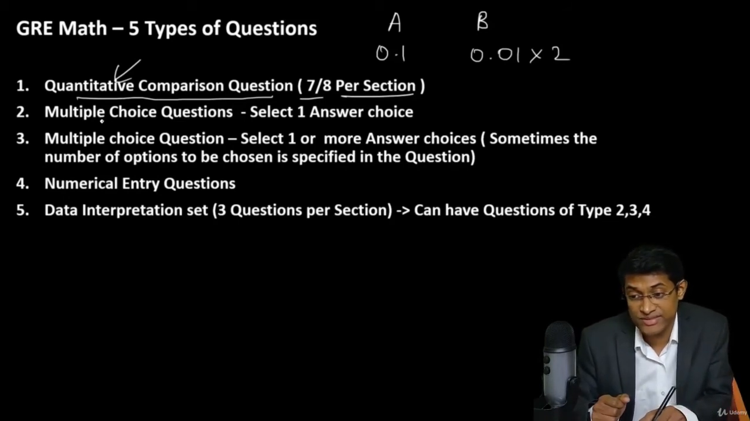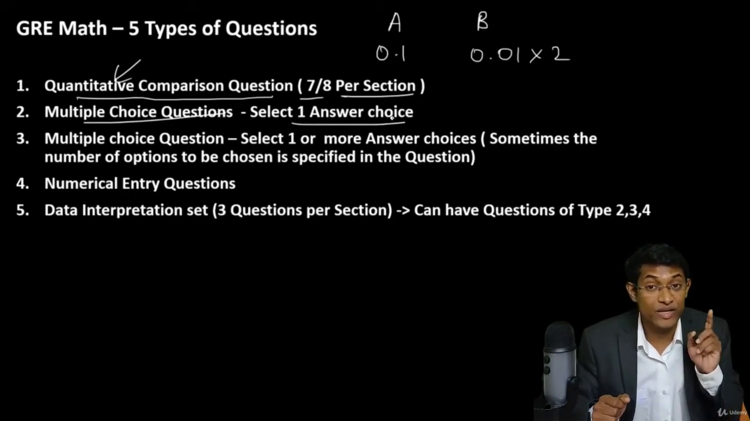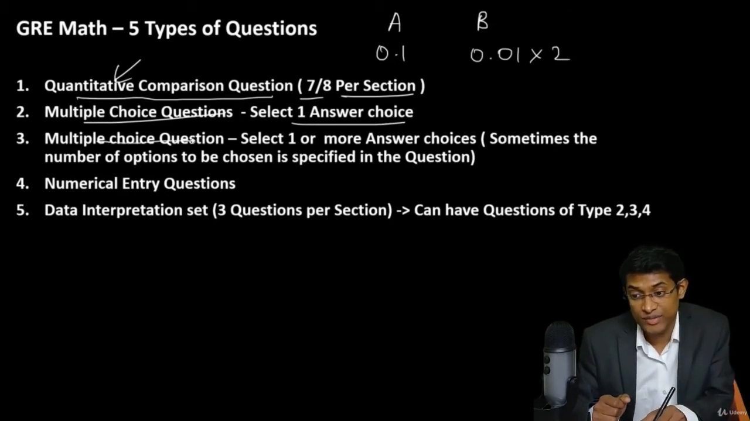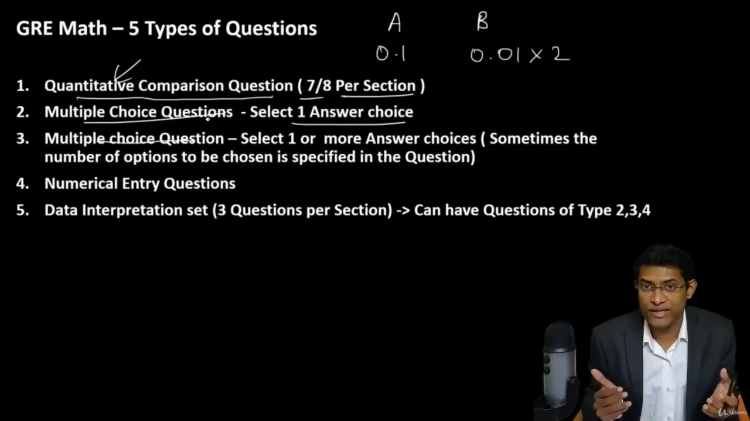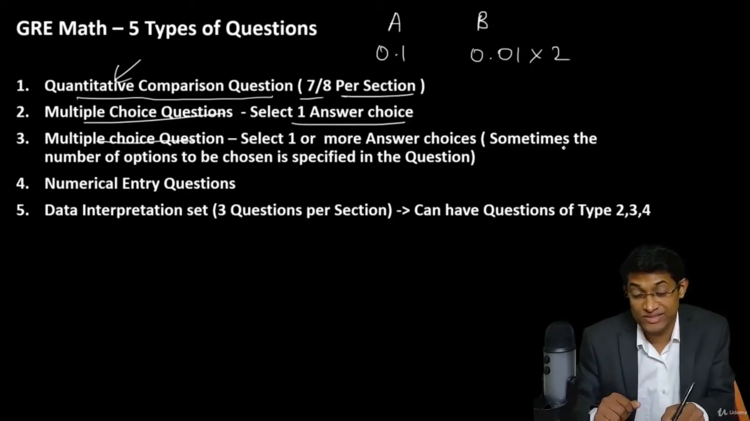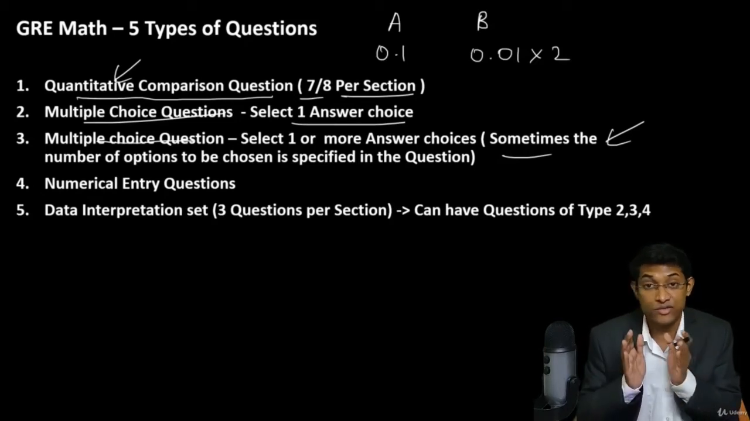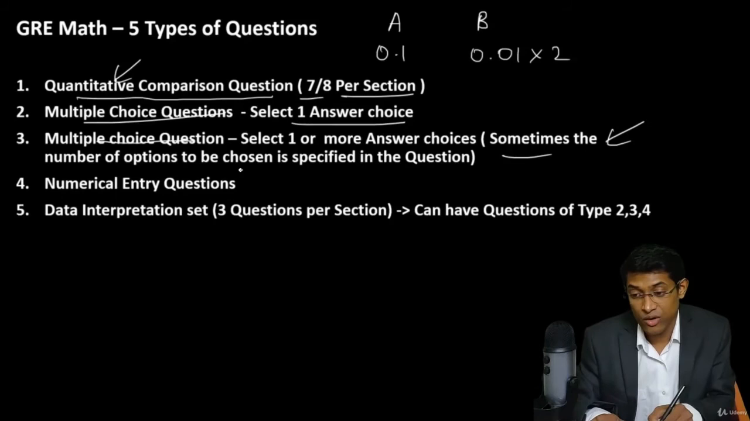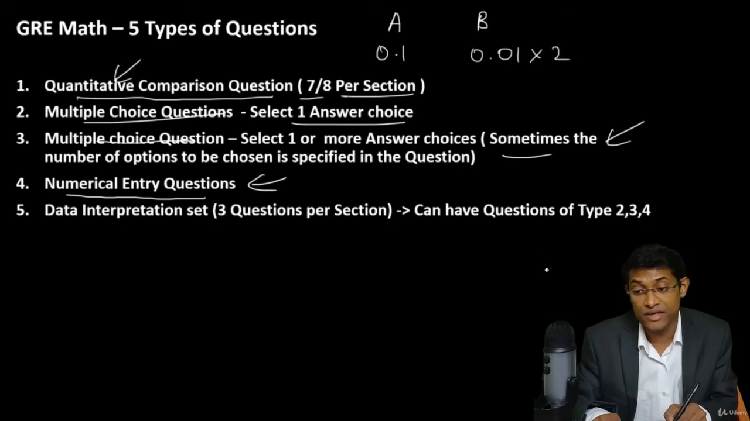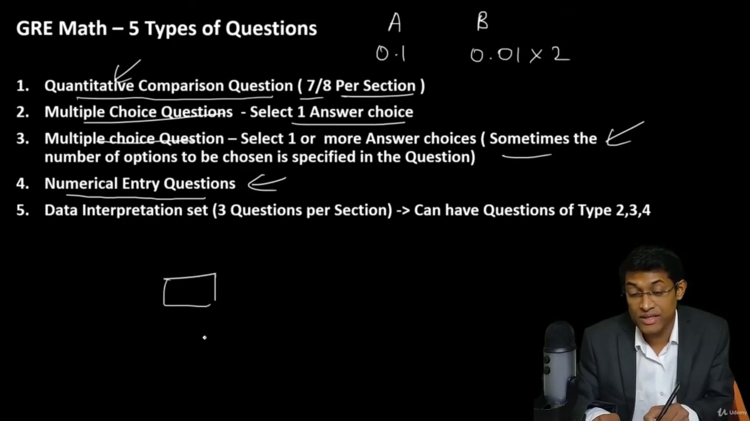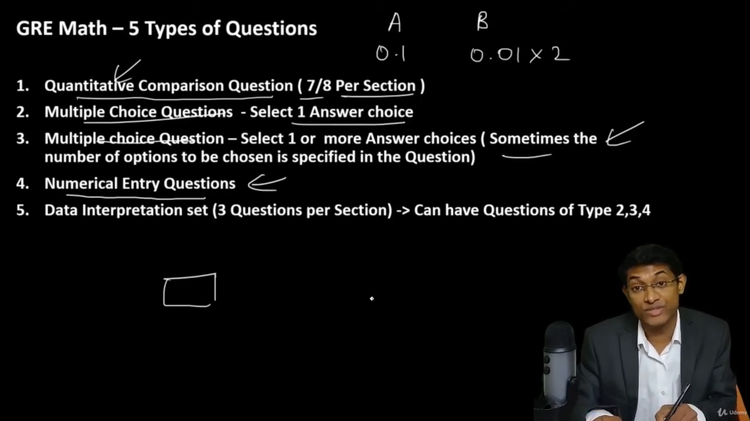Now the next type of question is multiple choice questions, where you have to pick one correct answer. You also have multiple choice questions where you need to pick more than one correct answer choice. Now do remember, sometimes in this type of question, it will be mentioned in the question how many options you need to pick. So be careful that you pick as per the question. All right, now you have another type of question over here, which is the numerical entry question. In this case, you will be given a box, you won't have options, and you have to type in the answer. If it's a number or decimal, you will have one box. If you have to type in a fraction, you will have 2 boxes like this.